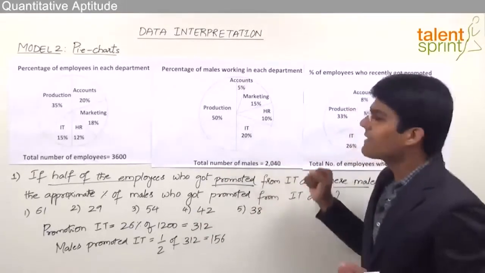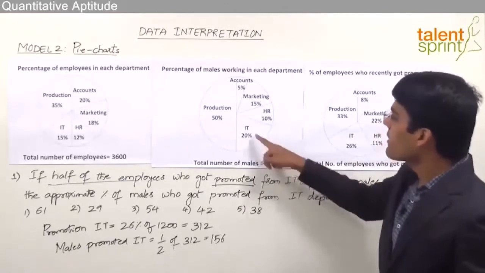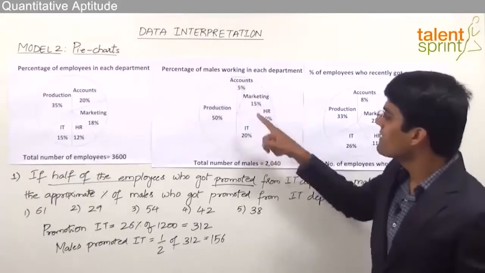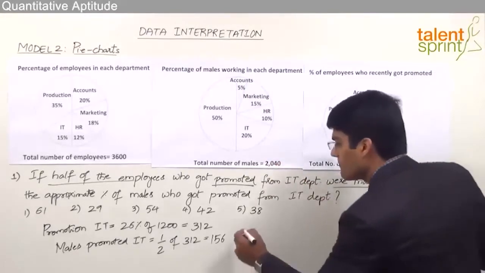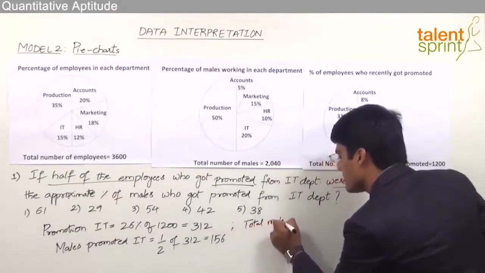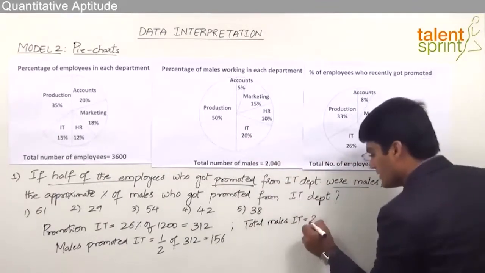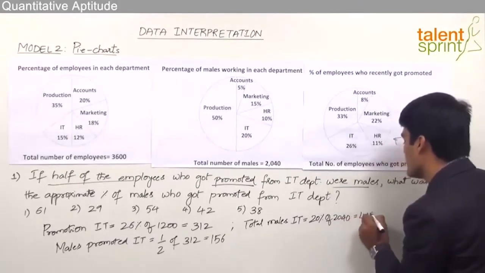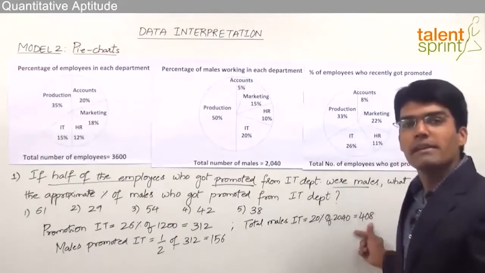And from the second pie chart, we can find out the number of males who are there in the IT department. For example, for IT department, the share here is 20%. So we can say that the number of males working in IT department is 20% of 2040. So the number of males in IT department, total males for IT department can be taken as 20% of 2040. This comes out to be 408. So we know that total there are 408 males working in the IT department.